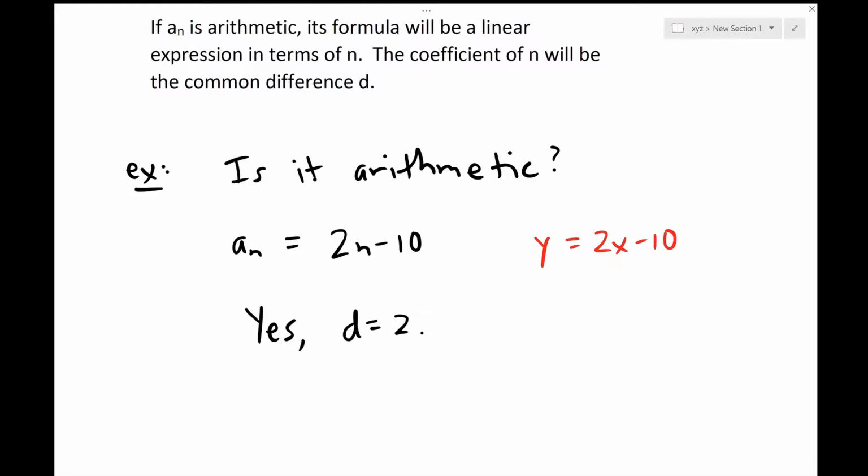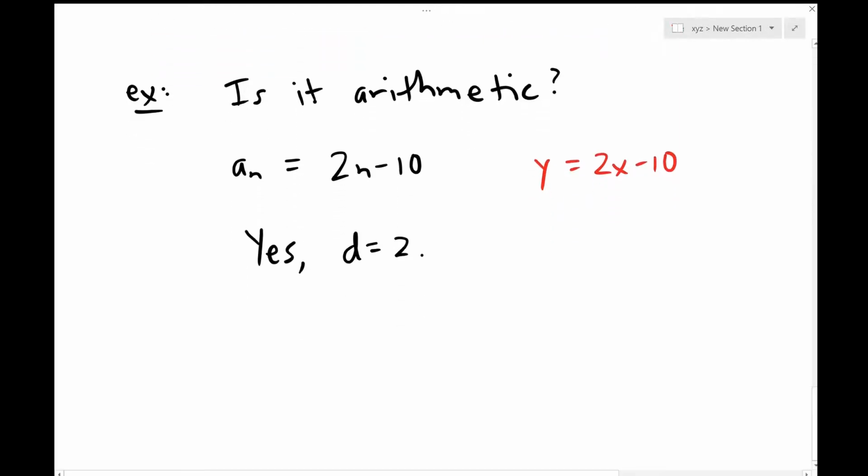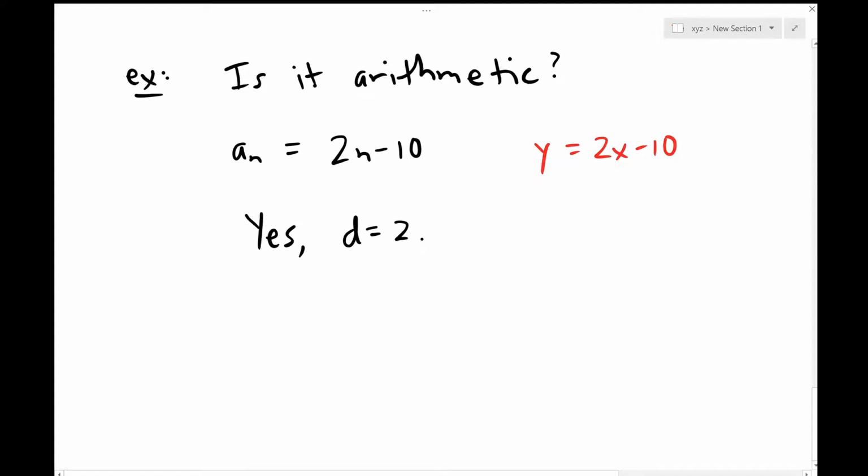Remember, the common difference d is always going to be the coefficient of n. So if I were to list out the terms here one by one, I would see that I'm increasing them by 2 as I go from one term to the next every time. And I'll let you plug in some numbers there to confirm that on your own. So let's try another example here.